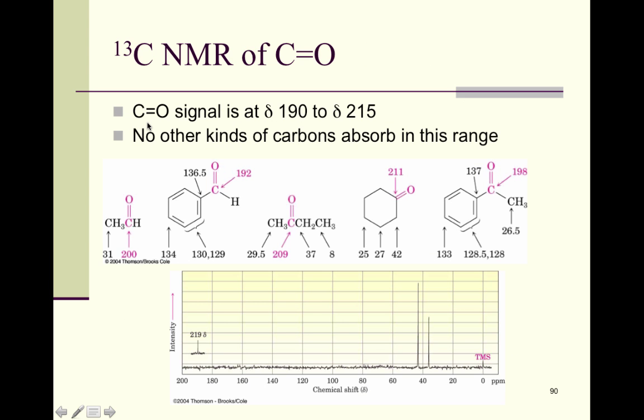With carbon NMR, we have that carbonyl signal pretty high up at 219. So that is going to be a good identifier. There's pretty much nothing else that's that high. So between 190 and 215, look for that carbonyl group.